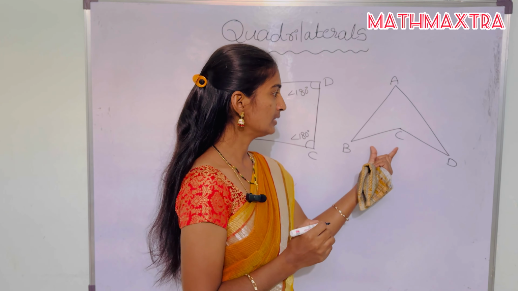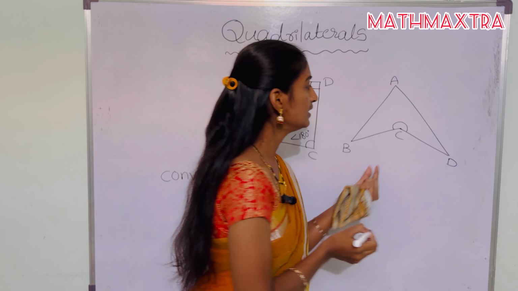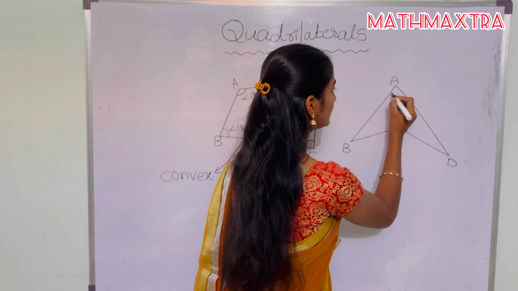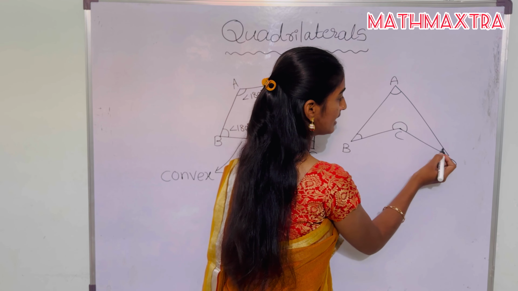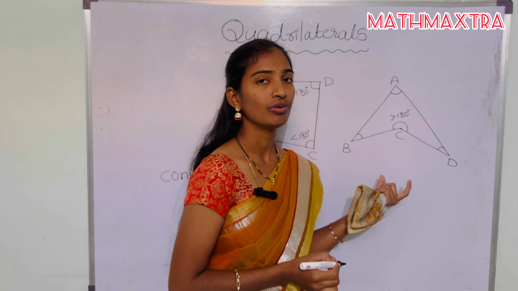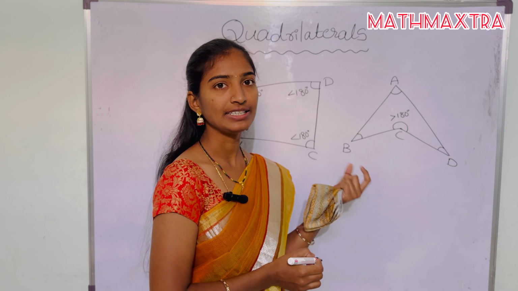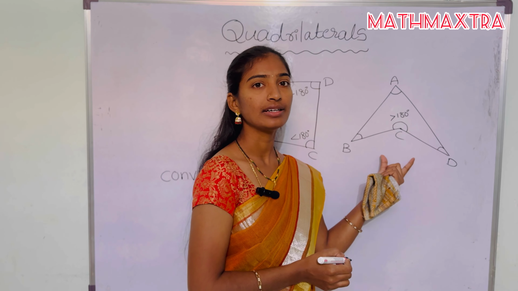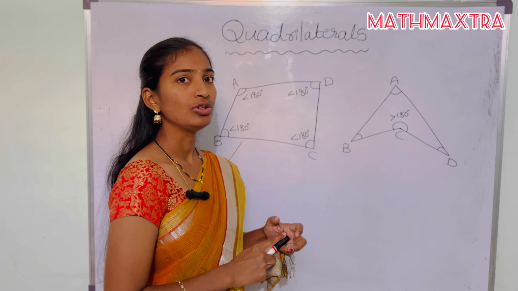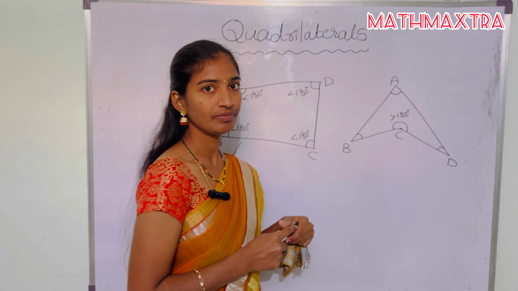Okay. What about this? See, by looking at this, we can easily say this angle is greater than 180 degrees. Yes, these three are less than 180 degrees, but this is greater than 180 degrees. So, if any one of the angle measures greater than 180 degrees, then we call that quadrilateral a concave quadrilateral. We generally use the convex quadrilateral in this lesson.